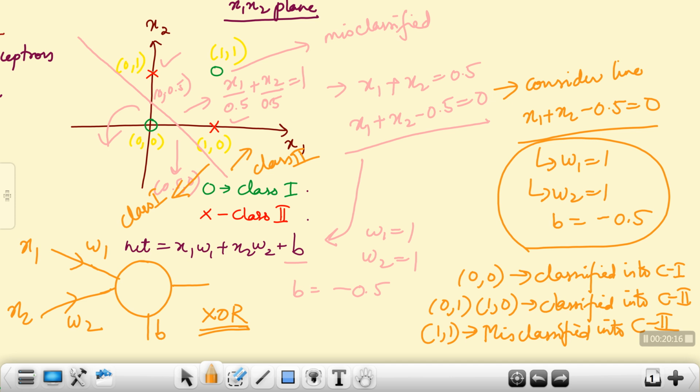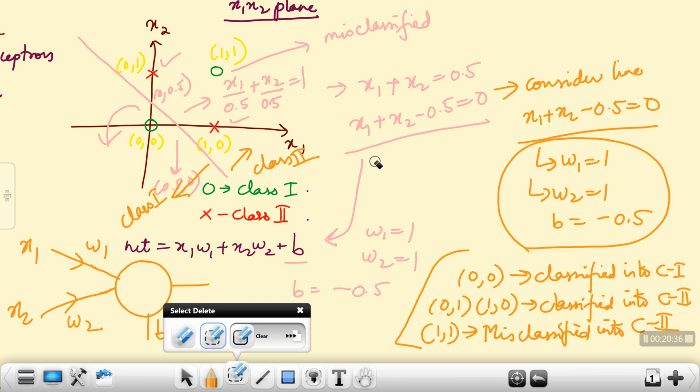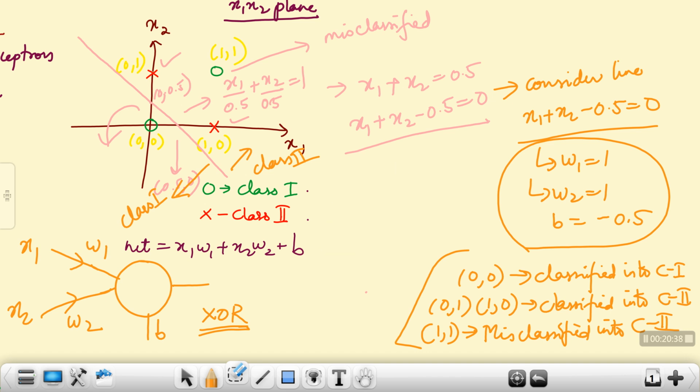What I wanted to show you here is that we have already proved that a single threshold logic cannot be used to implement an XOR classification problem. But if we use a single neuron or perceptron, this is what happens: one point will get classified, and other points will get misclassified. So that is the reason we cannot use this. A single threshold neuron cannot be used for the XOR classification problem.